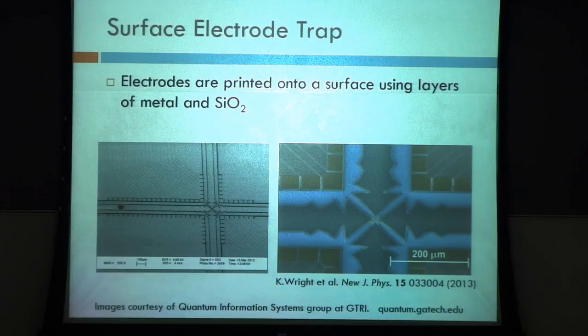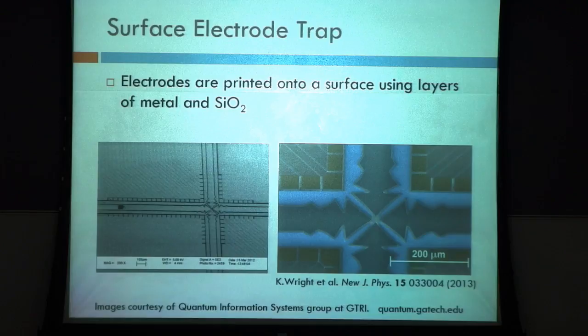So what's been great in the last 10 years is that there's been tremendous progress in how these junctions have been made. This is a nice picture of a similar cross junction from here at GTRI, where ions can be shifted across. We print them, now they're just printed using typical CMOS technology of metals and insulators.